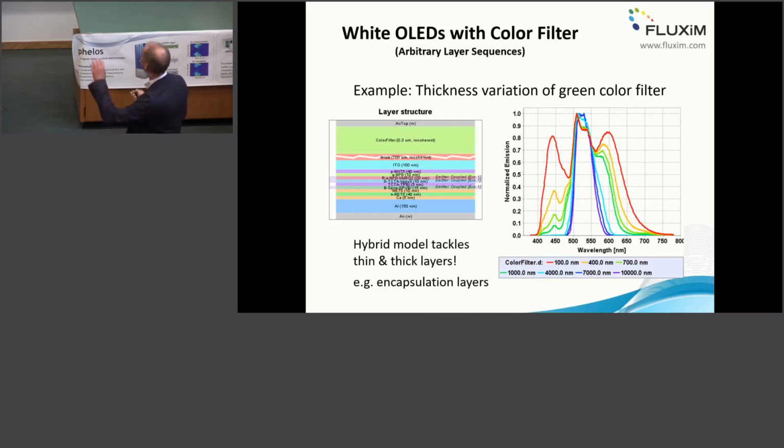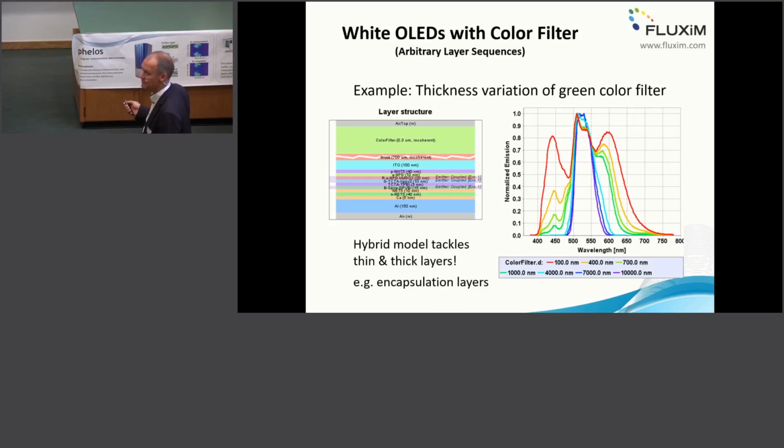And this color filter, depending on the thickness of the color filter, we have here a simulation. If we increase the thickness of the filter layer, it has an extinction coefficient, so the thicker you make it, the more it will suppress the blue and red components of the emission spectrum, and we remain with the green part of the spectrum here in this case.